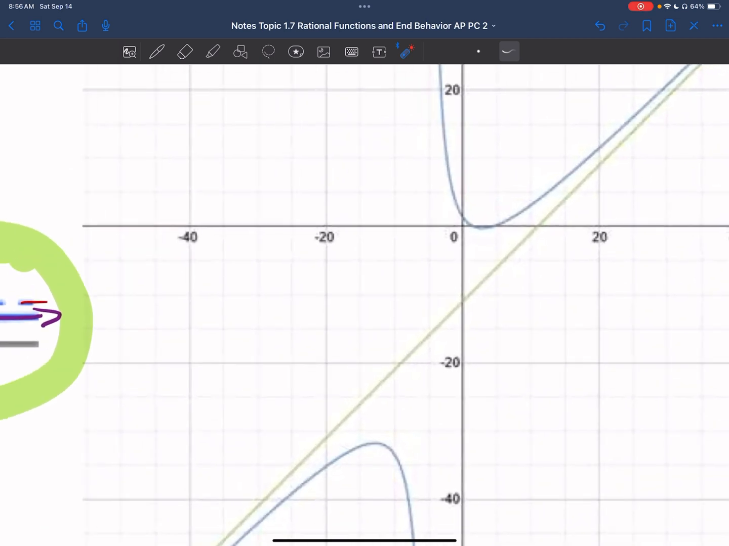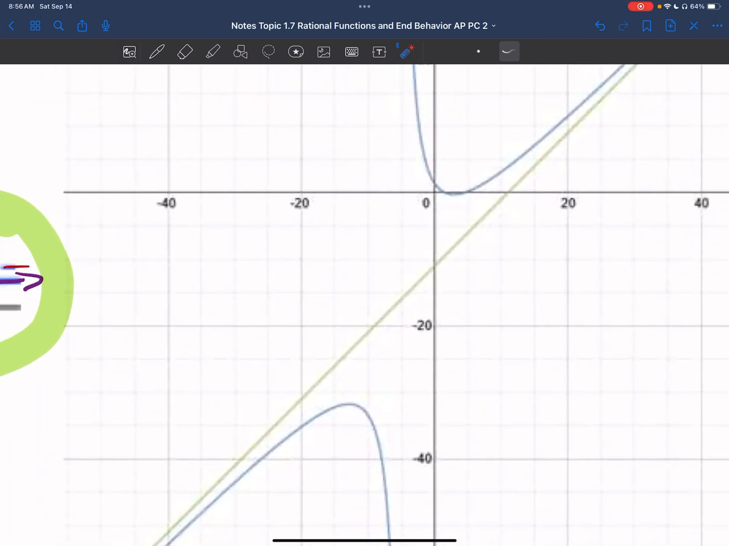Scenario number 2 looks something like this, where I don't have a horizontal asymptote, but in this case I have a slant or oblique asymptote denoted here by the red line that I'm about to draw.